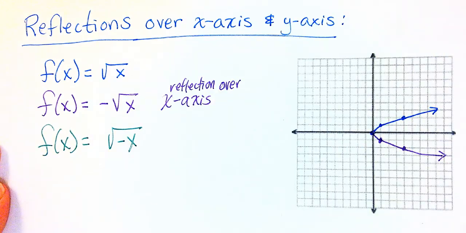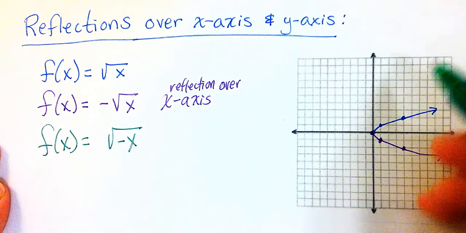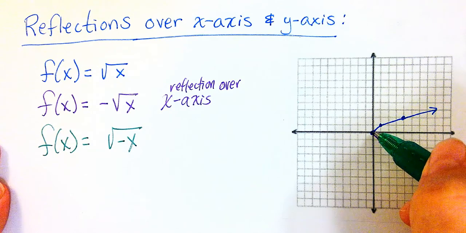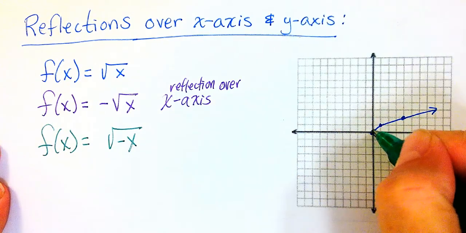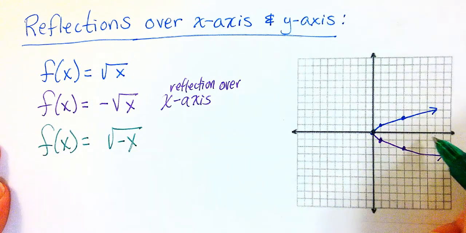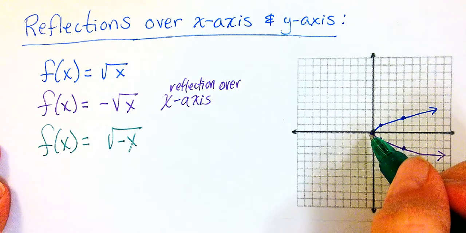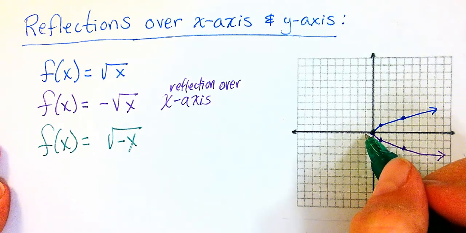Let's do the same thing with a negative on the inside. So let's make a point here. 0 would still be 0, but if I plug in 1, the square root of negative 1 is i. That does not exist on this graph. So what could I do here? Let's go in the negative direction. What if I plugged in negative 1?